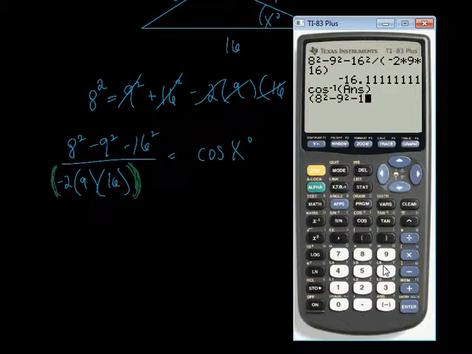minus 16. Close that parentheses, then hit divide, and then do what we did before.